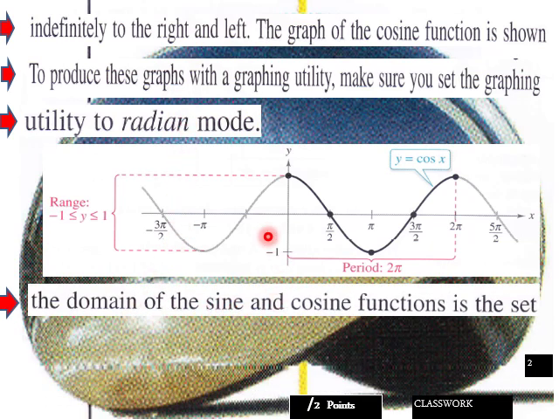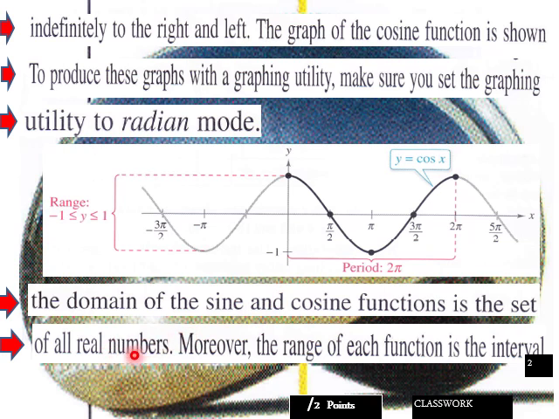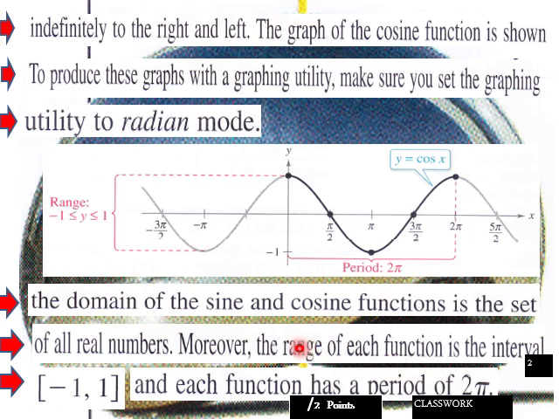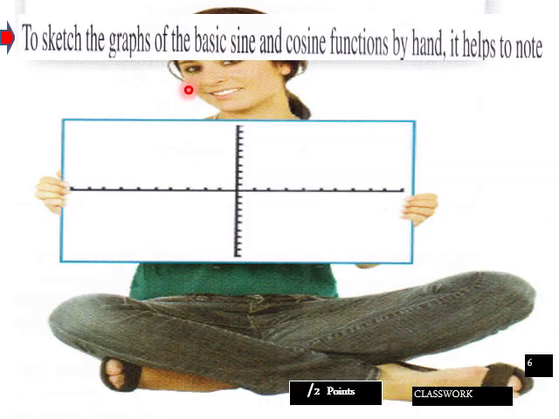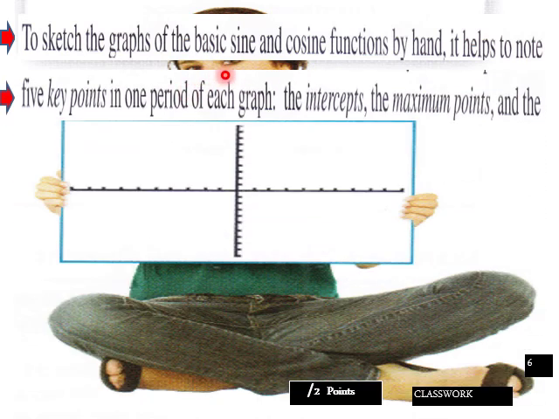The domain of the sine and cosine functions is the set of all real numbers. Moreover, the range of each function is the interval negative 1 to 1, and each function has a period of 2 pi. So here's your period here. And then they call it the range here, or the amplitude. They haven't called it amplitude yet, but the amplitude would be 1 and negative 1.